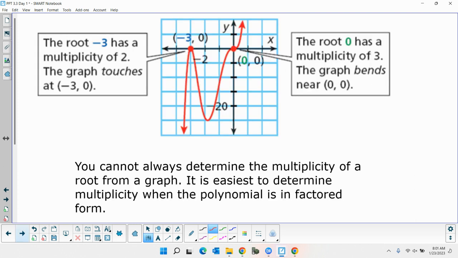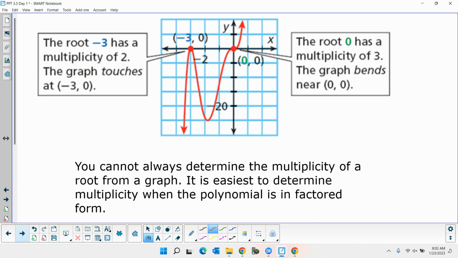Okay, an even number of times and an odd. So when it works an even number of times, at least 2, like 2, 4, 6, it'll bounce like that. And if it works an odd number of times, 3, 5, or 7, it goes with a little bend as it crosses. If it only worked once, it goes straight through, like we looked at last week. Okay?